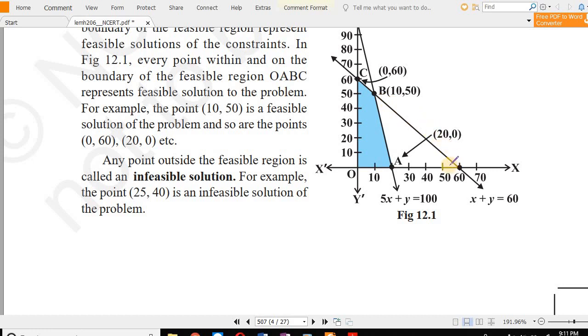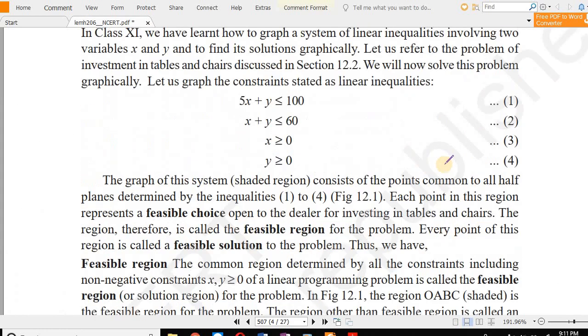An easy way to draw lines when they're expressed this way is you set each variable equal to 0 one by one and find out what the other variable is. For example, if y is 0, then x is 60. Remember, I'm plotting the equality now. We'll get to the inequality later. So when y equals 0, x equals 60. When x equals 0, y equals 60. So that means that the x-intercept is 60, 0, and the y-intercept is 0, 60.